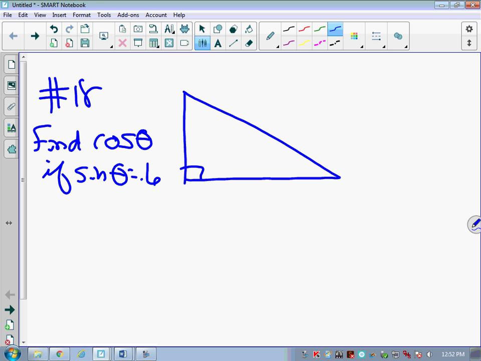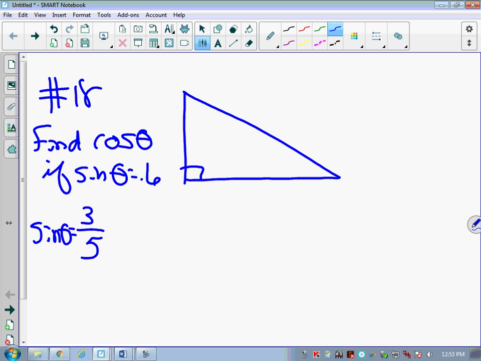What's 0.6 as a fraction? 3 over 5, because it would be 6/10, right? You can read 0.6 as 6/10. 6 over 10 will reduce to 3/5. So really what we're saying is that sine theta equals 3/5.